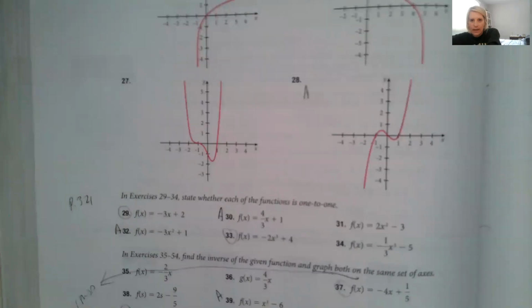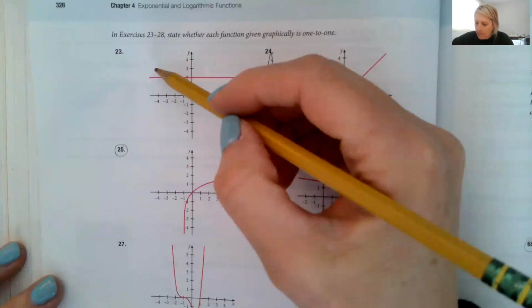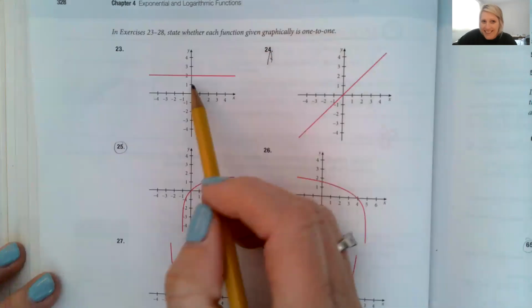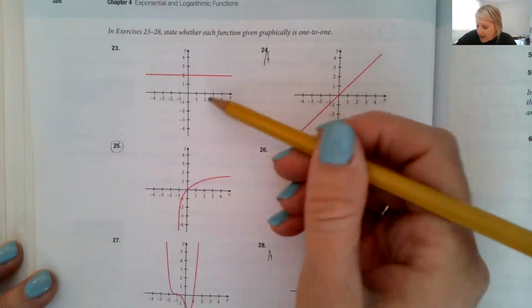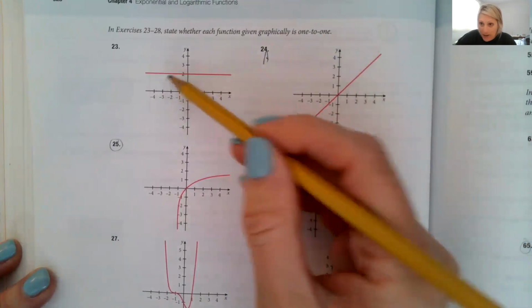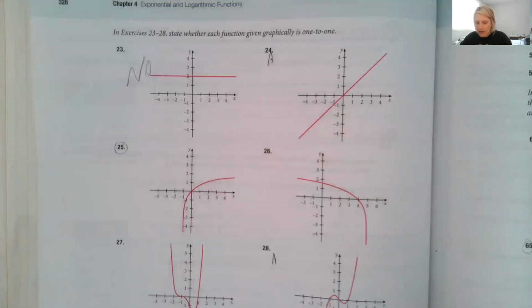Okay. The next questions I would like to look at are 23, 25, and 27. So this is using our vertical and our horizontal line test. So 23 passes the vertical line test, but it does not pass the horizontal line test, right? Because every X value gives me the same Y value. So no. Let's look at 25.